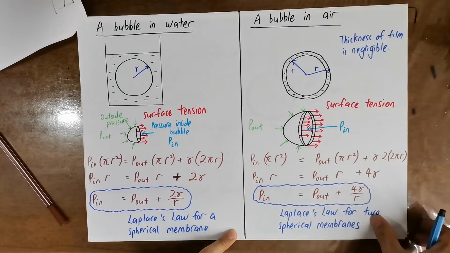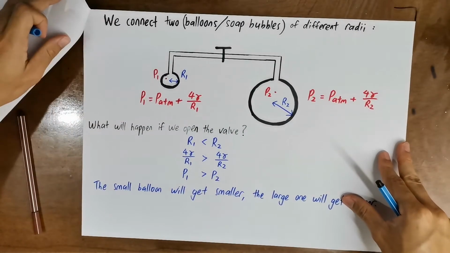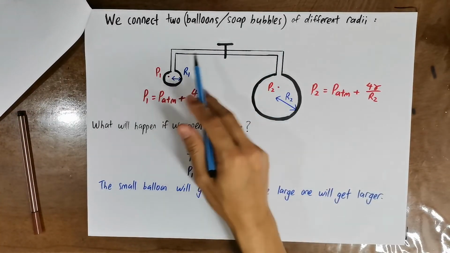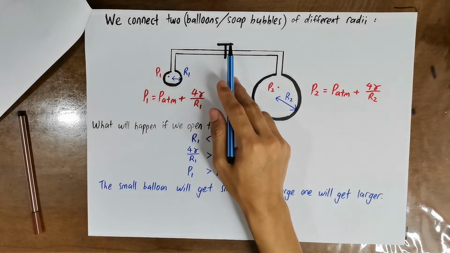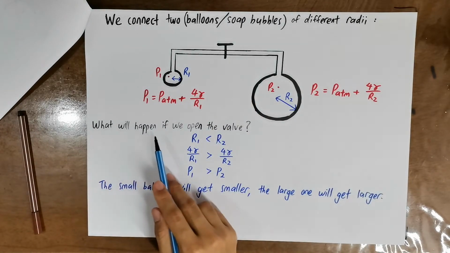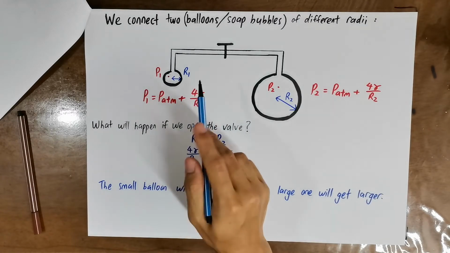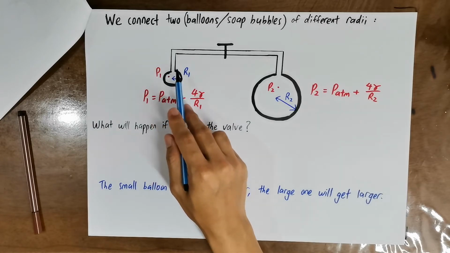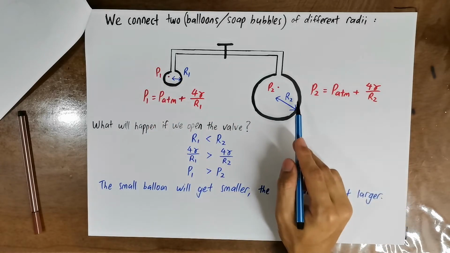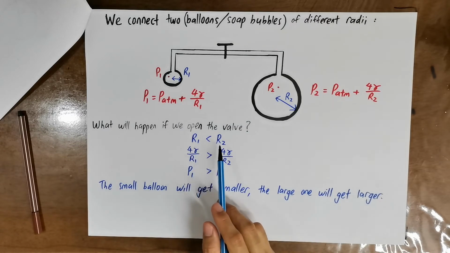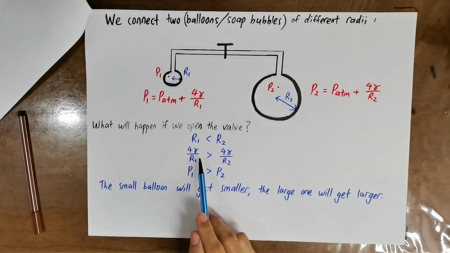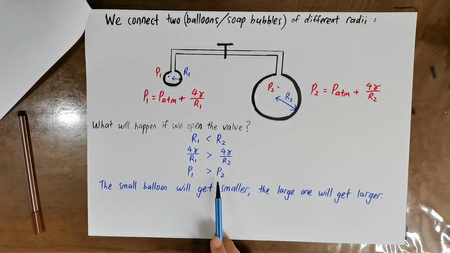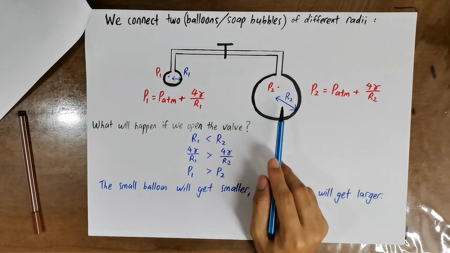Now when you connect two balloons, or two soap bubbles of different radii, with a valve here, what will happen if you open the valve? The radius of this balloon is smaller than the radius of this balloon. R1 is smaller than R2, so this term is greater than this term. So the pressure inside this bubble is much larger than the pressure in this bubble.